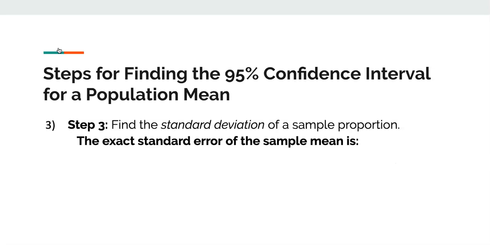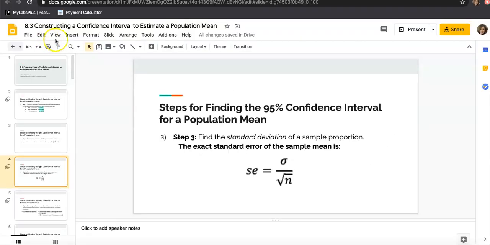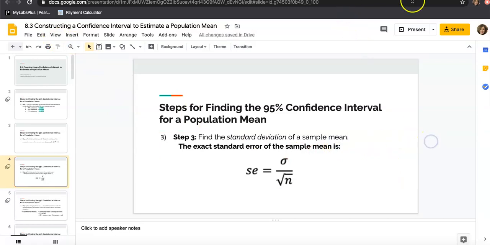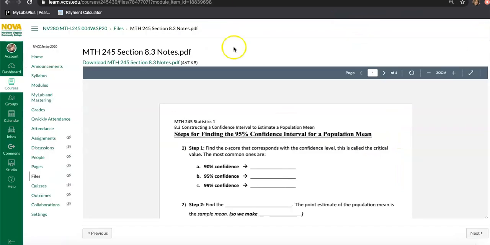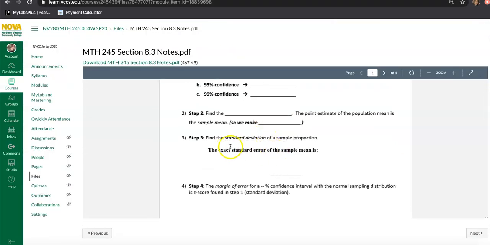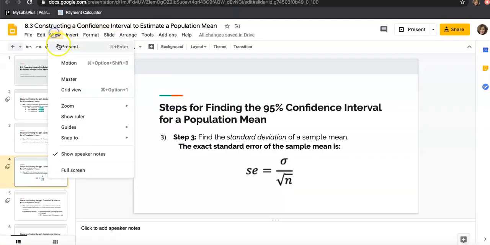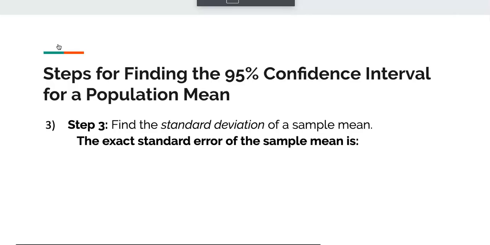All right, so next you will find the standard deviation of a sample proportion, and it shouldn't say sample proportion, right? You've been doing this with me for a while. It should say standard deviation of the sample mean. And in your notes, yes, standard deviation. I want you to fix that for me, please, okay? Standard deviation of a sample mean. We did sample proportion in 8.2, and I was trying to make similar notes, and I just had a typo there. So fix that for me.